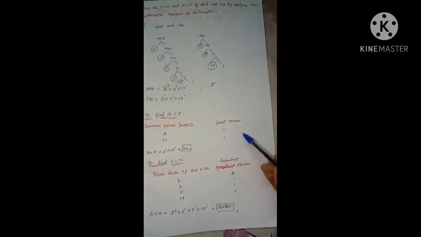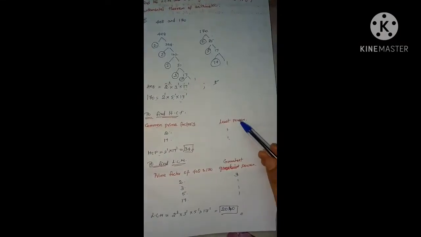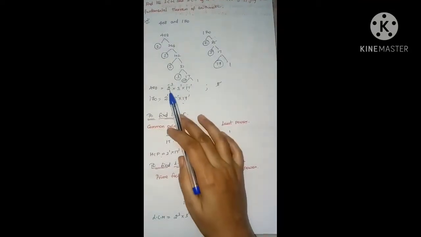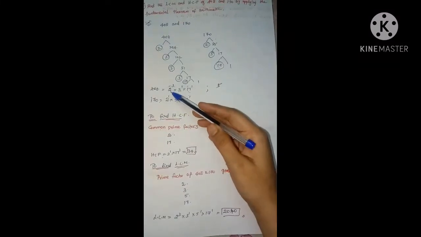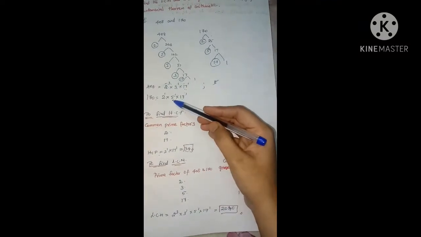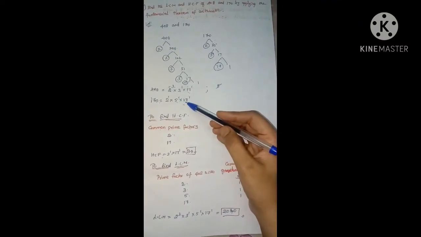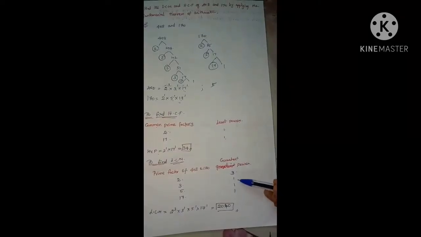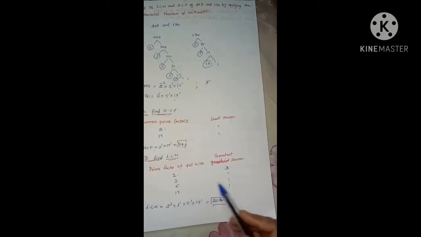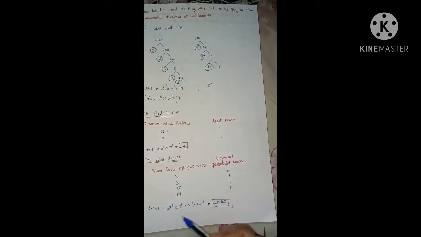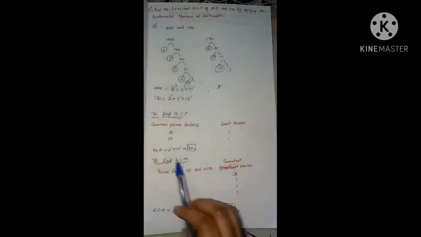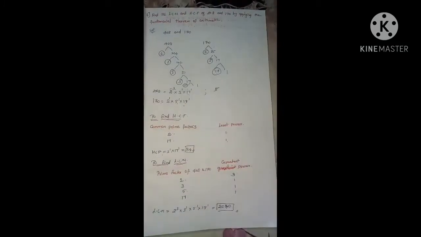And greatest power. To find the HCF we have to write the least power. To find the LCM we have to write the greatest power. What is the greatest power for 2? The greatest power for 2 is 3 and the greatest power for 3 is 1, and the greatest power for 5 is 1, and the greatest power for 17 is 1. So 2 power 3, 3 power 1, 5 power 1 and 17 power 1. Multiply these things, you'll get 2040. So the LCM is 2040 and the HCF is 34.